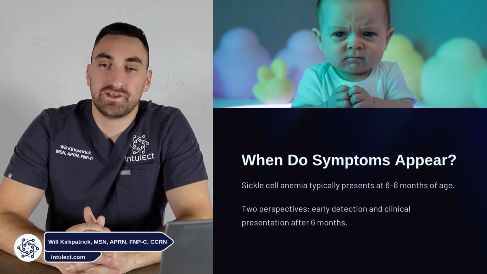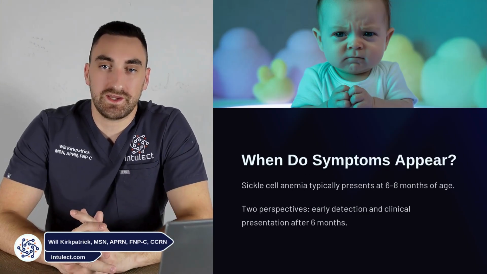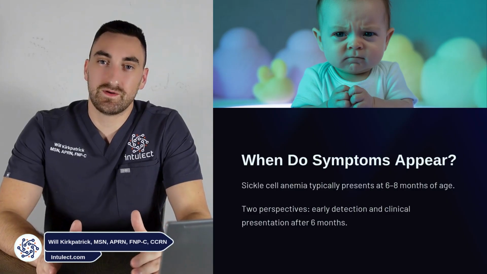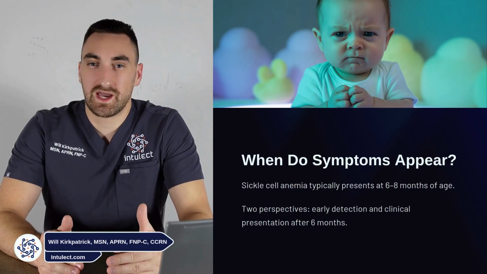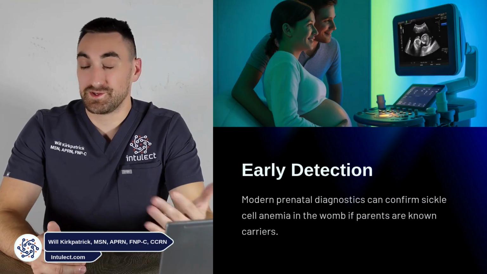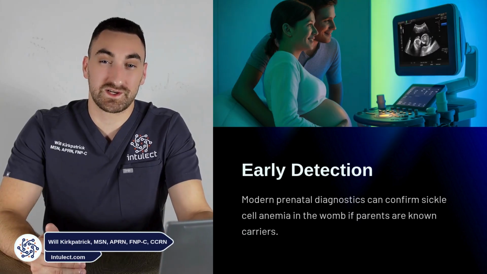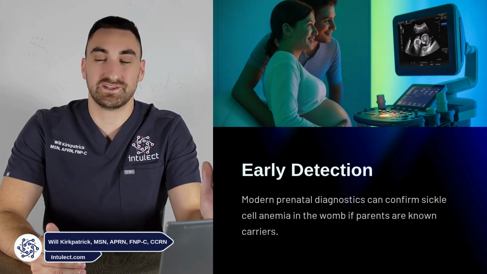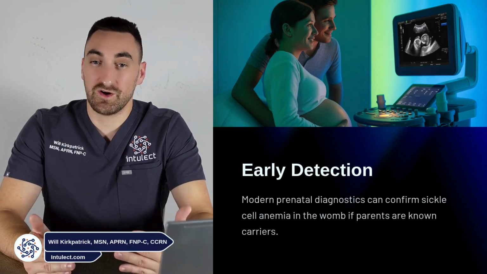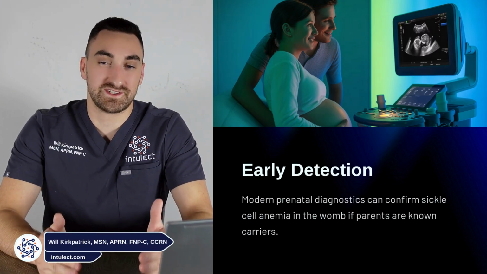Now let's head into the signs and symptoms of sickle cell anemia. There are two sides of this, because most of the time sickle cell anemia presents itself at around 6 to 8 months of age. However, with modern technologies and diagnostics, we can of course confirm sickle cell anemia when the child is actually in the womb. So most of the time we know, but in the case where we don't, usually it presents itself at around 6 to 8 months.